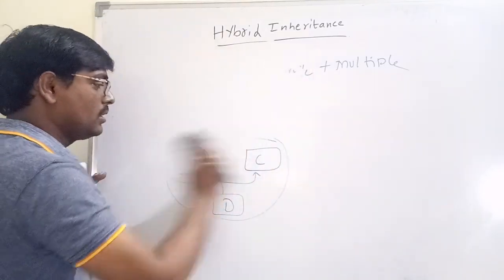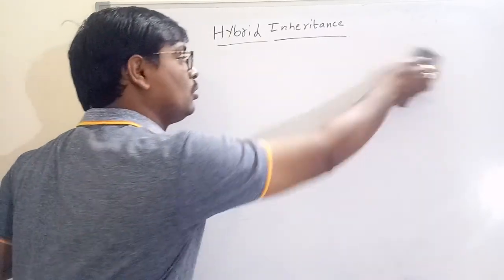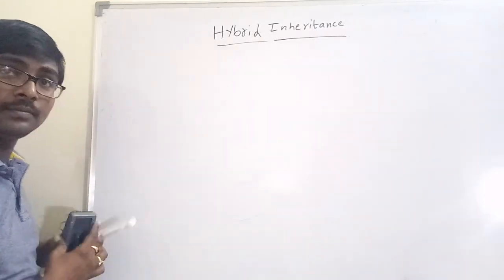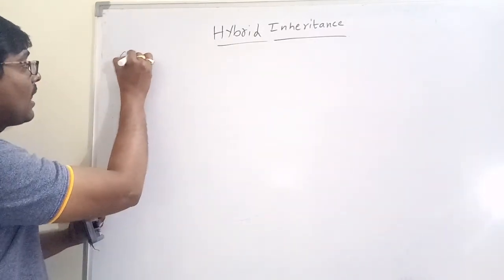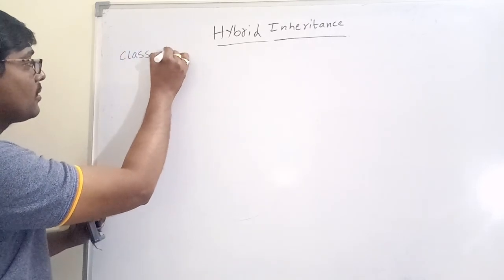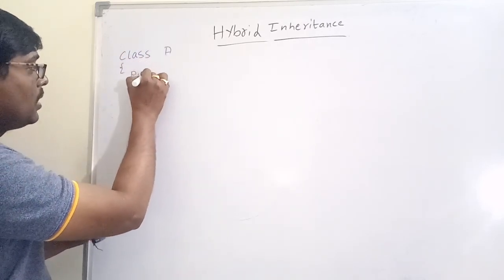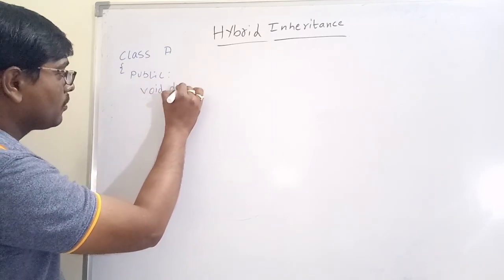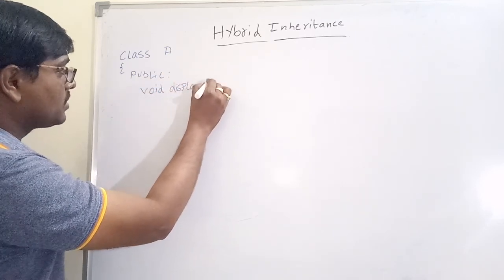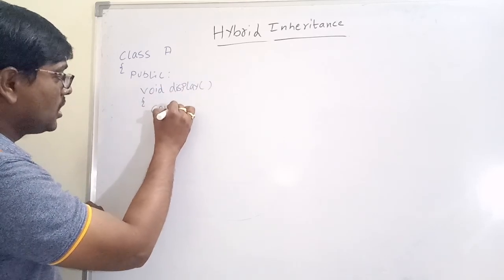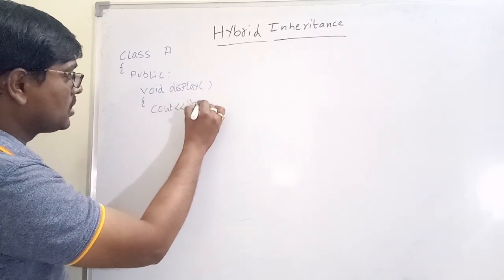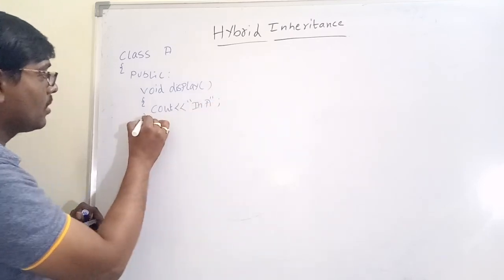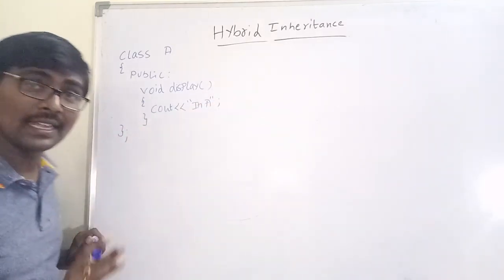How to implement these inheritances, how to create objects, etc. First, class A, public void display1 with cout in A. So this is class A.